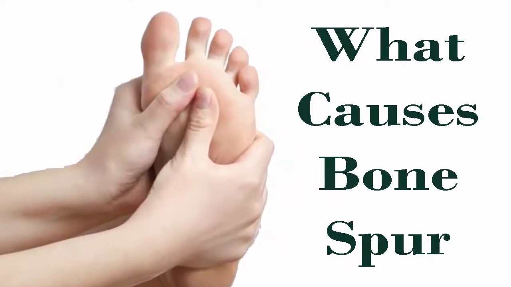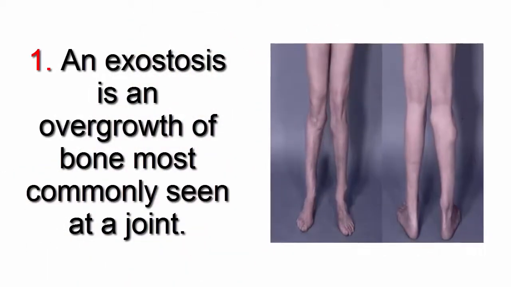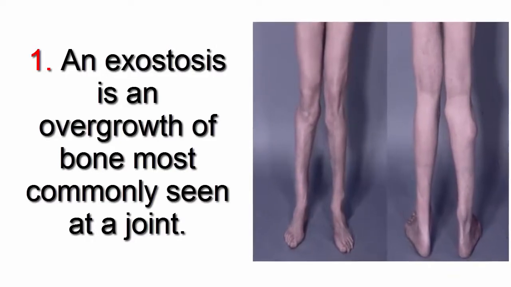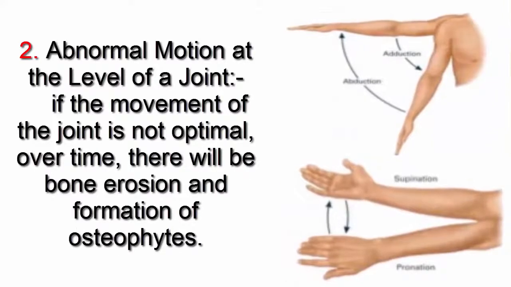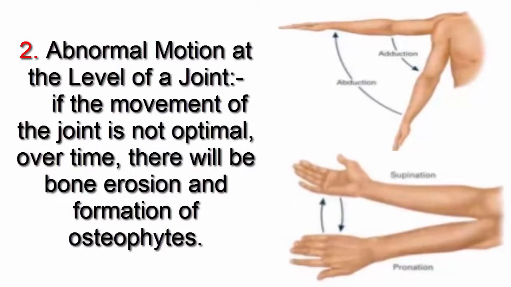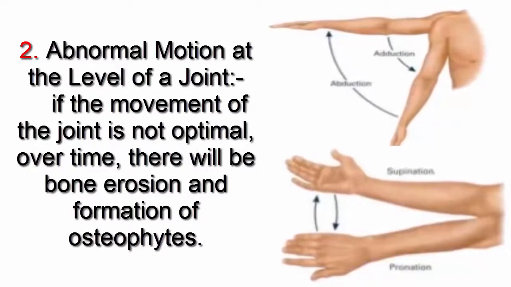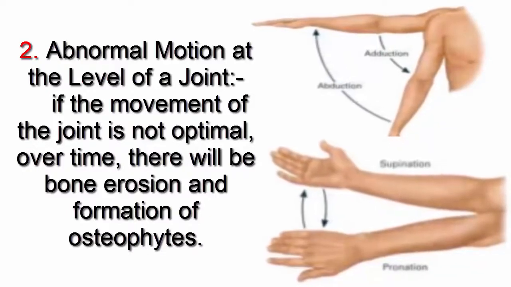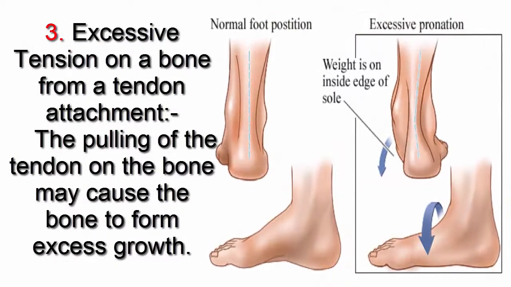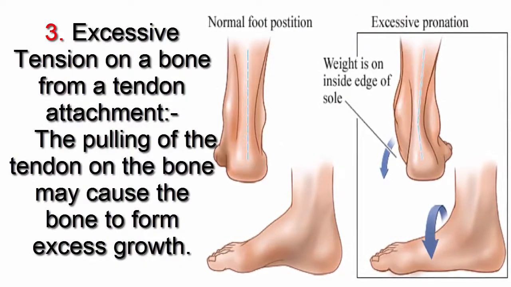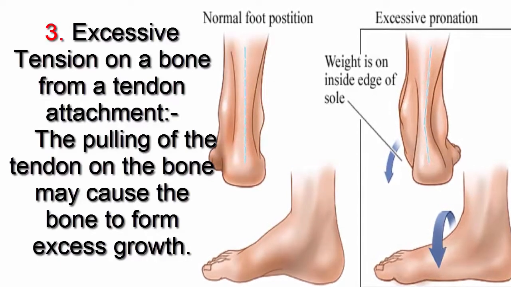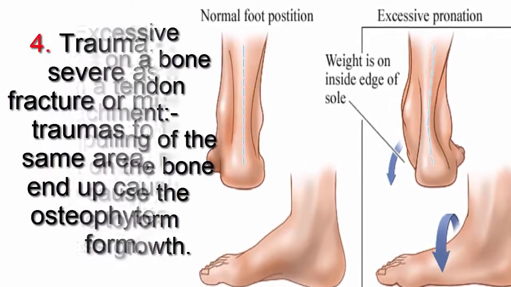What causes a bone spur? 1. An exostosis is an overgrowth of bone most commonly seen at a joint. 2. Abnormal motion at the level of a joint. If the movement of the joint is not optimal, over time there will be bone erosion and formation of osteophytes. 3. Excessive tension on a bone from a tendon attachment. The pulling of the tendon on the bone may cause the bone to form excess growth.